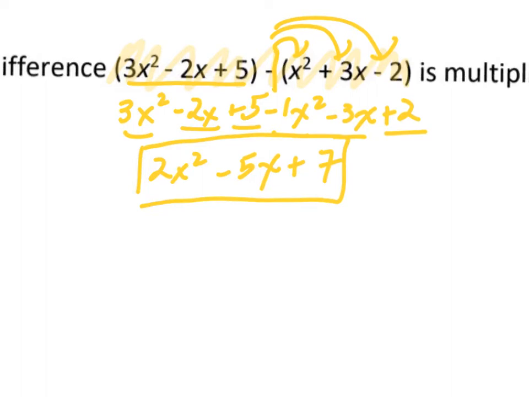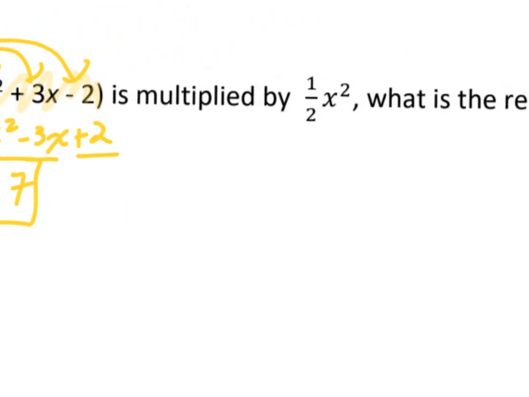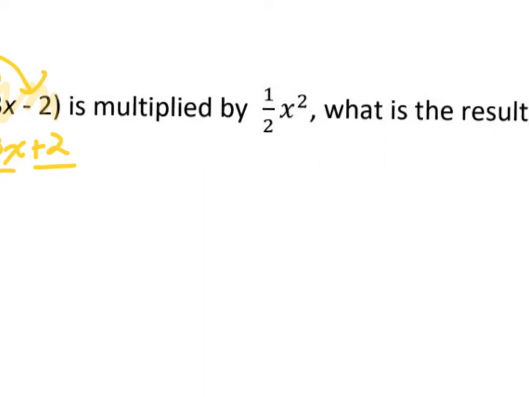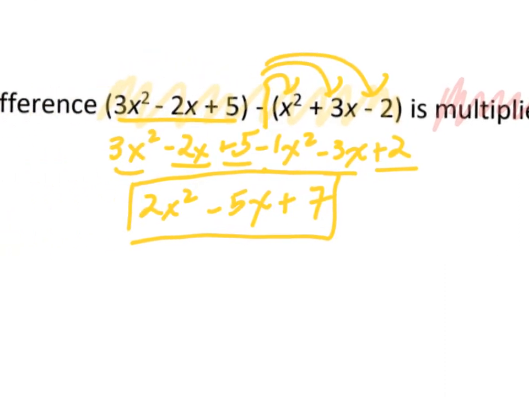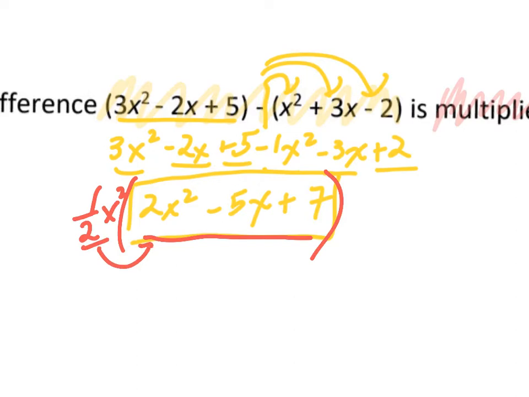Let's see what that next step is, right? It says to multiply, whoops, let's change it to a different color. It says to multiply that expression that I just simplified by 1/2 x squared, right? So I'm going to take this expression that I have, 2x squared minus 5x plus 7. I'm going to multiply it by 1/2 x squared. Right? Looks like I have a monomial times a polynomial, so I'm going to use my distributive property, making sure that I'm taking care of the sign whenever I multiply.